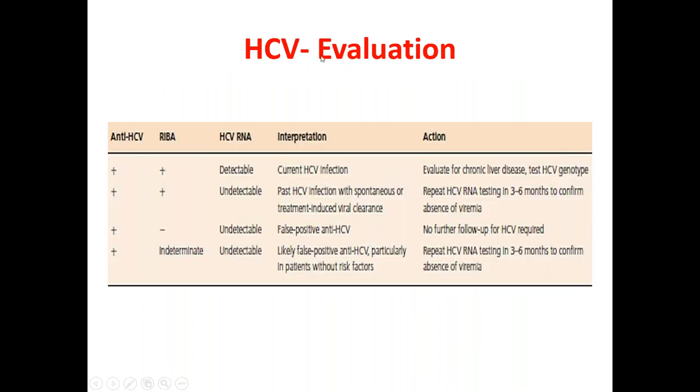Now, how do you evaluate a person with chronic HCV? This is a slide in which we look for the antibodies as well as the RNA levels. So a person who has a positive antibody, nowadays RIBA is not being done. We simply do HCV RNA, and if HCV RNA is present, we label the person as having HCV infection. Suppose the RNA is negative, we will just be following up these patients.